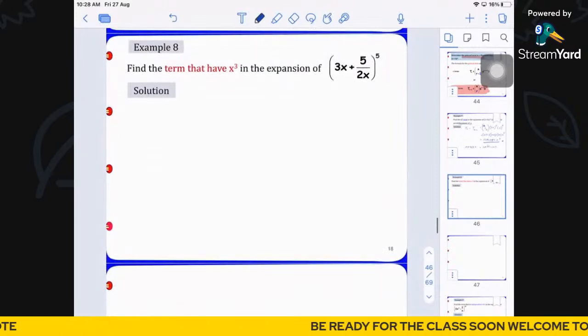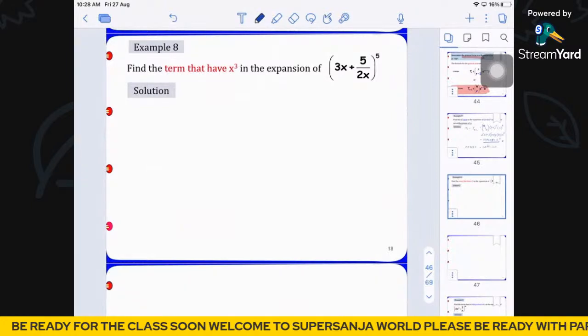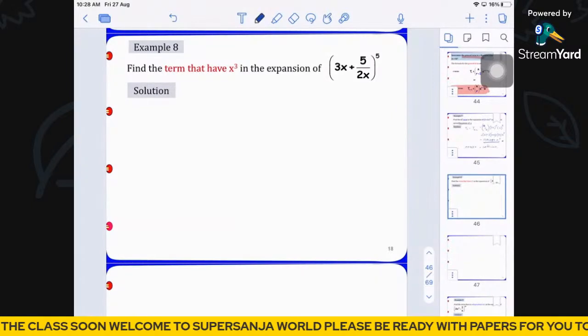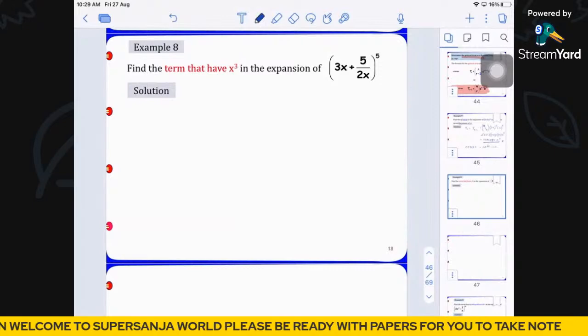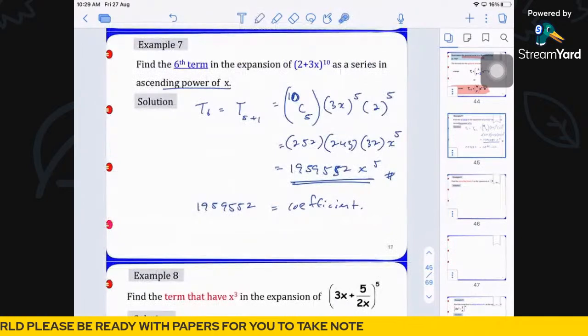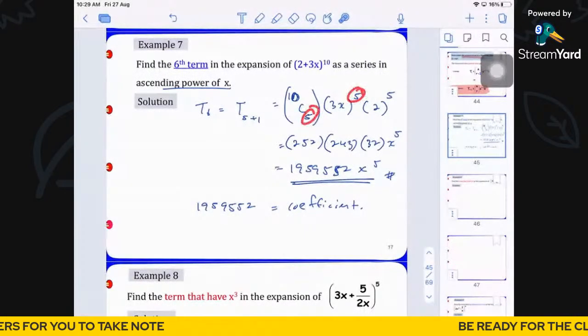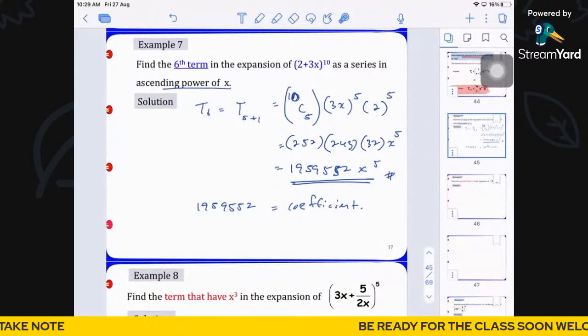Let's see this one. They say find the term that has x power of 3 in the expansion. Now we don't know. They say they want to find with x power of 3. Okay, now since x power of 3, if you notice over here, what I did was, the r is the power over here. Can see that? Okay, the r is the power.